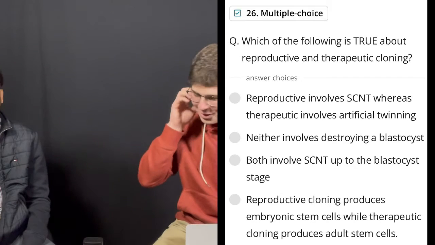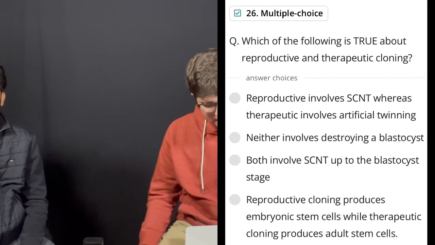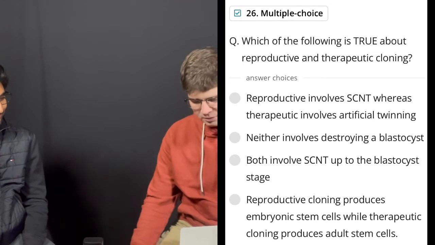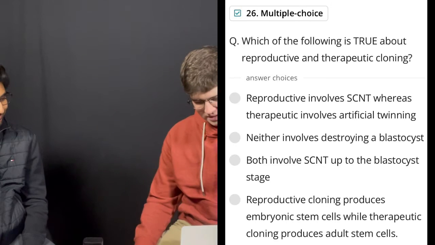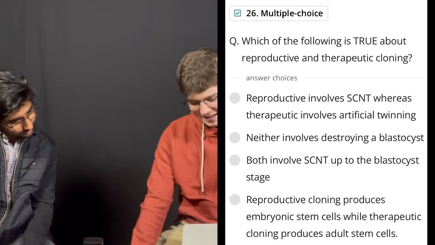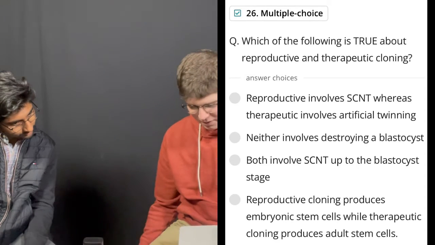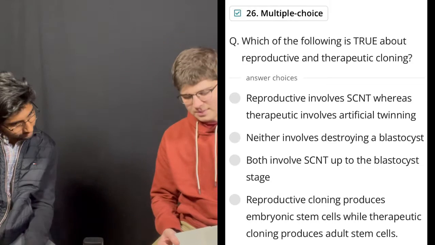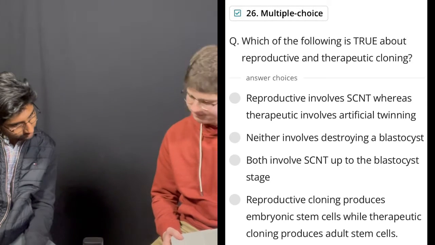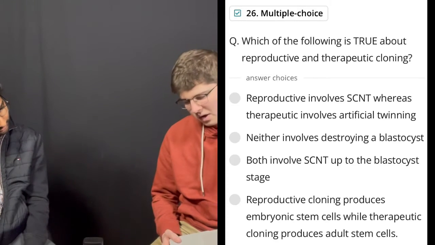Here we go. Here's a hard one for you. A, reproductive involves SCNT, whereas therapeutic involves artificial twinning. B, neither involves destroying a blastocyst. C, both involve SCNT up to the blastocyst stage. Or D, reproductive cloning produces embryonic stem cells, while therapeutic cloning produces adult stem cells. So which of the following is true about reproductive and therapeutic cloning?